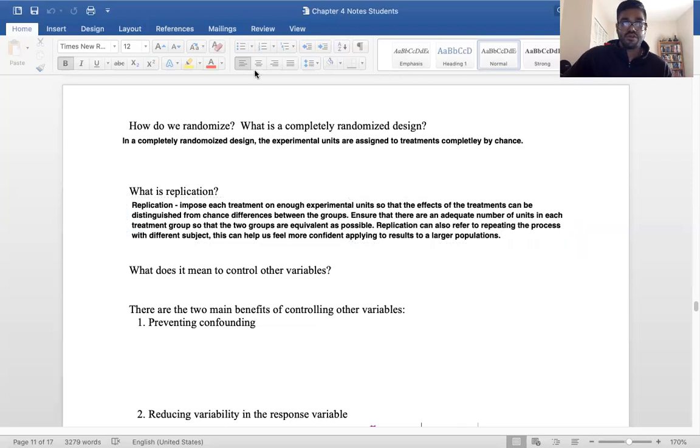What does it mean to control other variables? This is another important thing. This means to hold all other variables constant for each member of both treatment groups, okay? A good example of this would be time. So let's say you're looking at a new diet or something. You want the control group and the experimental group to have the same amount of time that they're on this new diet, for example.